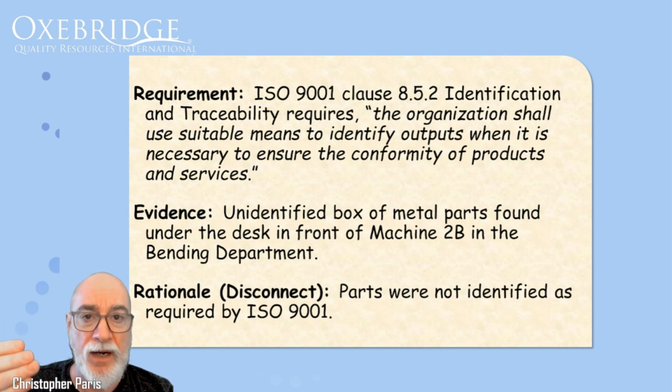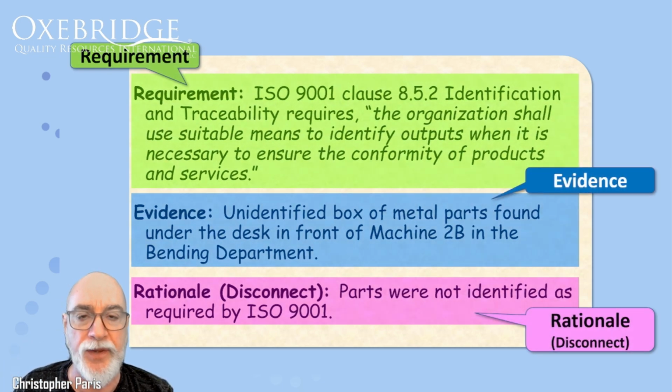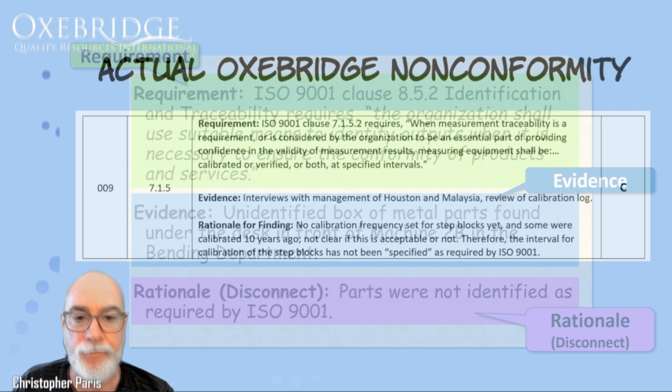I cite the requirement, then I put a space, and then I put the evidence, and then a space, and then the rationale. So again, all 3 elements are there. Whoever receives this doesn't have to have been there next to me during the audit, and they can actually fix this now because all 3 elements are there.